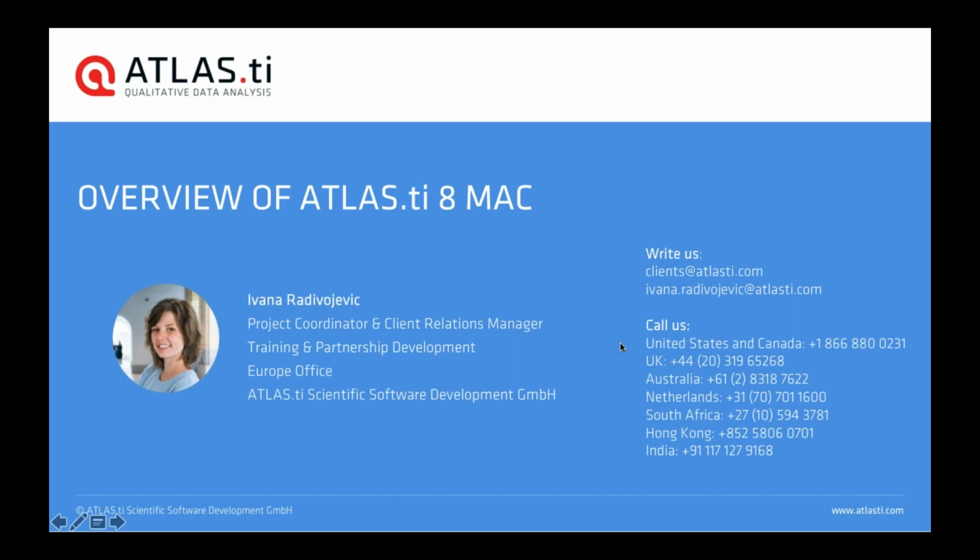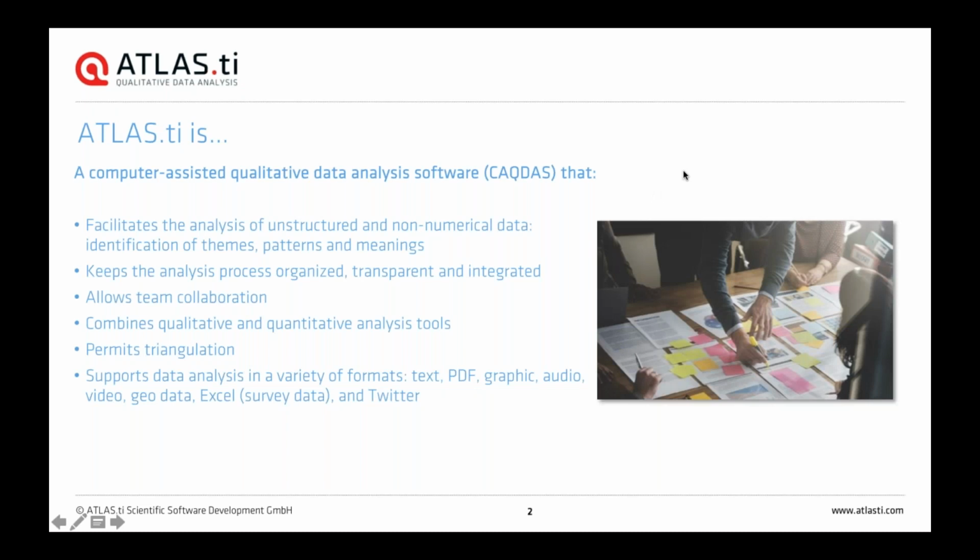So then, I would like to begin by saying, what is ATLAS.ti? So that we're all starting on the same page here. Well, ATLAS.ti is a computer-assisted qualitative data analysis software. In other words, ATLAS.ti is a tool that we can use to facilitate our analysis of any unstructured or non-numerical data. So virtually any type of qualitative data. And we can use ATLAS.ti as we identify the themes or patterns or meanings across our data. Now, although ATLAS.ti won't do the analysis for you, it can certainly help. And so, we can make sure that our analysis stays more organized, that it's transparent, and we can integrate our analysis across a variety of sources.